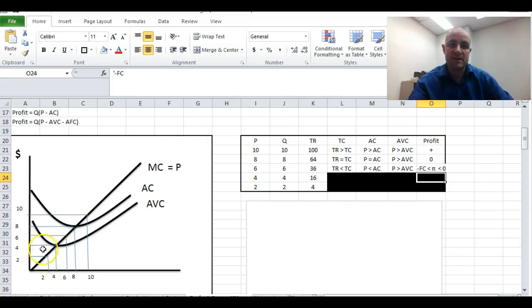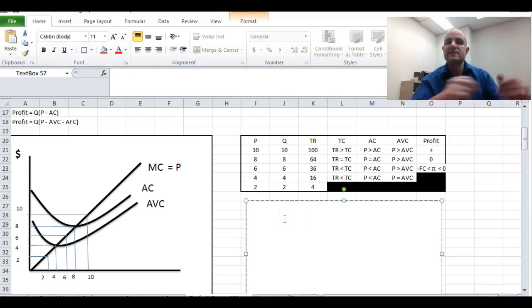So now let's look at this point here, 4 and 4. So at 4 and 4, price is still less than your average cost. So at quantity 4, here's your price, here's your average cost. So you're still going to have a negative profit. Your price, however, is now equal to your average variable cost at this point. So what does that mean for profit?